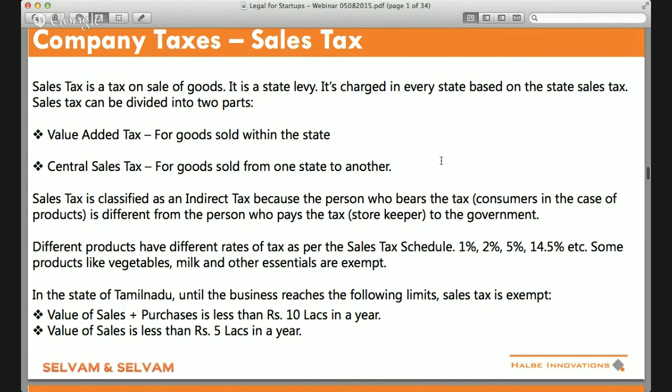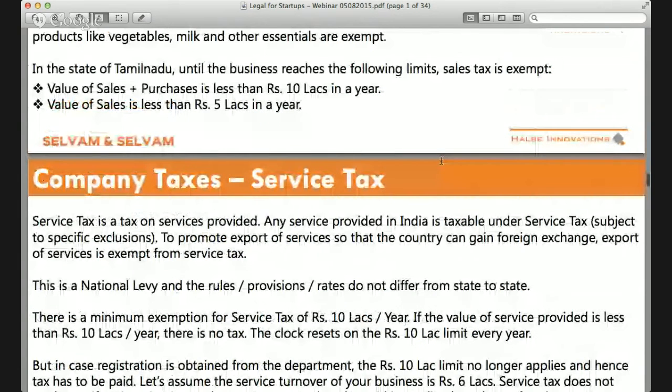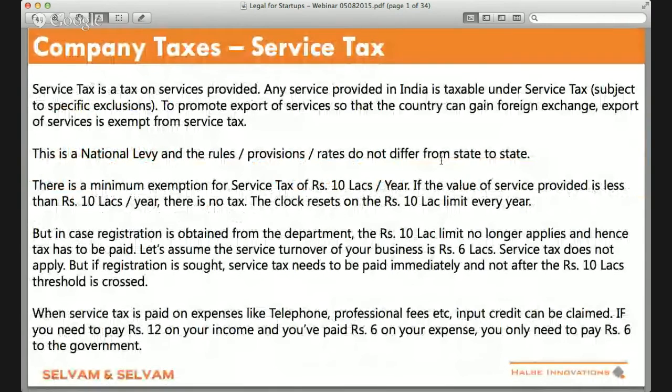The final part is service tax. Now, this is required to be paid for all services that are in India that are over 10 lakh Indian rupees. Export services, once again, are exempt from service tax because that is the government's method of promoting export of services so that foreign exchange comes into the country.